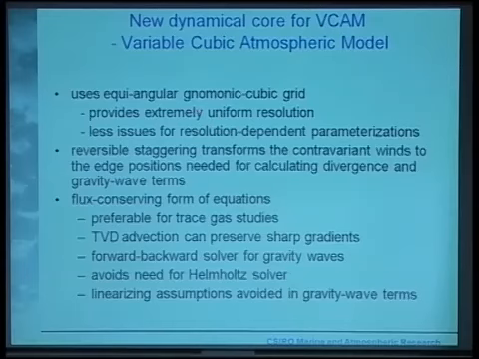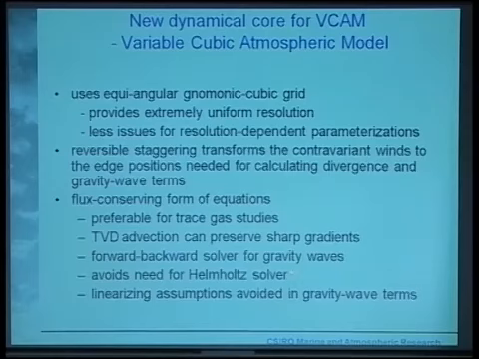So it's using the equiangular grid. So it's very much more uniform. You don't have the crowding at the vertices, so fewer worries for parameterizations. I've already mentioned we used the reversible staggering again. Now it's the flux conserving form of the equations, which is better if you're doing trace gas studies. Using TVD or finite volume type methods for the advection.